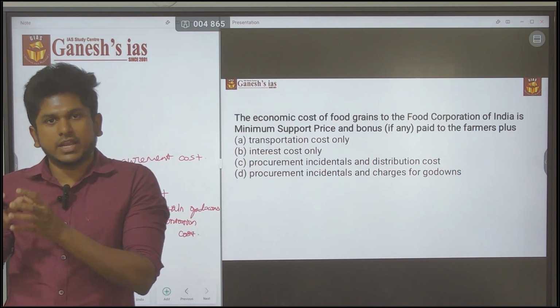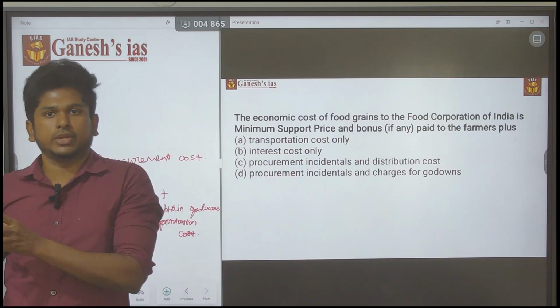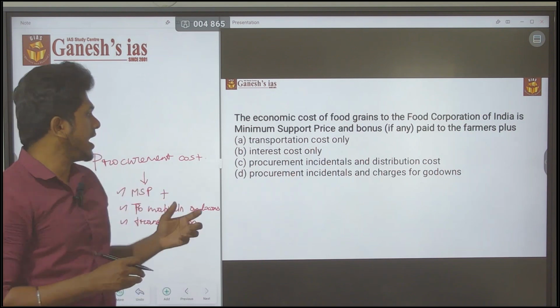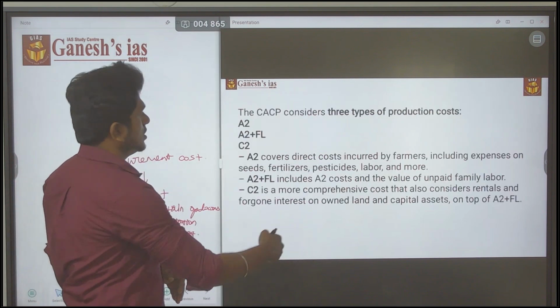Actually, the state government is going to maintain the godowns of their procure. So the answer D is wrong. So the answer is C. And also I have listed something.